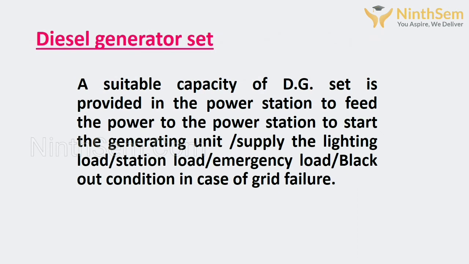A suitable capacity of DG set is provided in the power station to feed power to the power station to start the generating unit, for the lighting load and emergency load in blackout conditions in the case of grid failure.